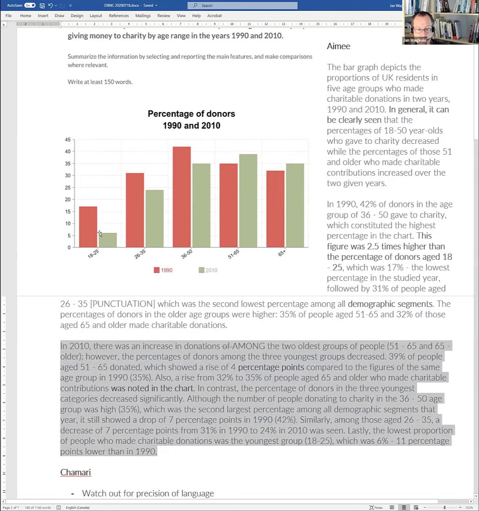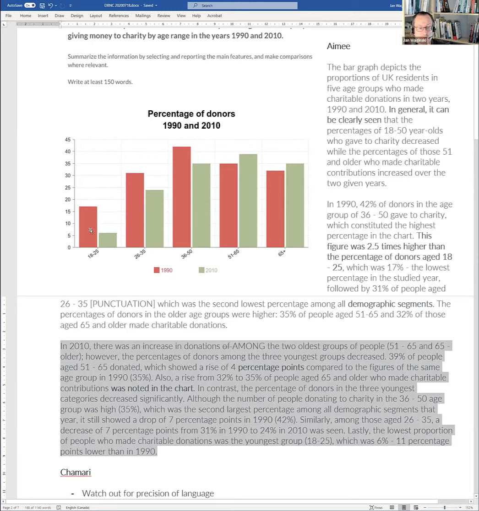So as an example, the 18 to 25 group, it's pretty easy, even visually, it looks like it's roughly from 15 to 5, just as quick and dirty rounding. So this group dropped by how much? The 18 to 25 group, what's the percentage change between 1990 and 2010? Roughly 30. Well, even if you look at it visually, the percentage point difference is from 17 to 6, right? So that's 11 percentage points.